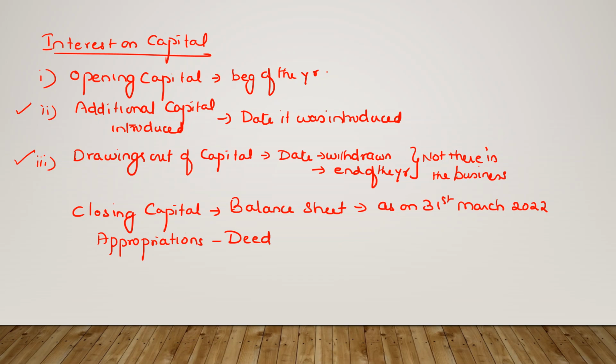So all that would have been passed through the capital account, and then the closing balance is arrived at, which is taken over into the balance sheet. Therefore, we are supposed to adjust the closing capital for these appropriations and these two items of additional capital introduced and drawings out of capital. When we work back the way up, we will be able to arrive at this amount of opening capital. And therefore, in today's session, we will be learning the way we can compute the opening capital. Now, in today's session I will be discussing two ways.